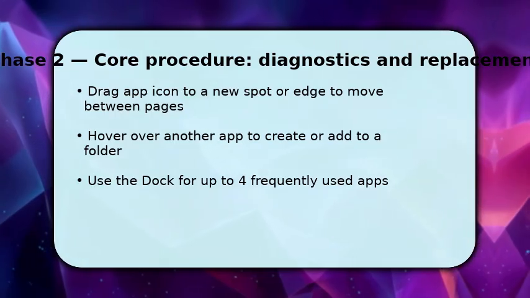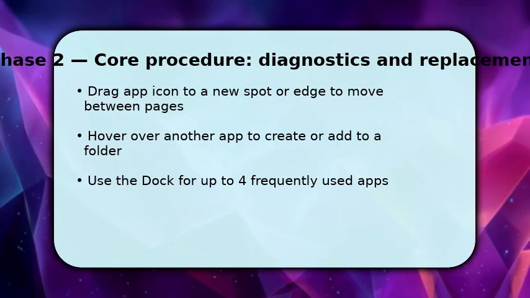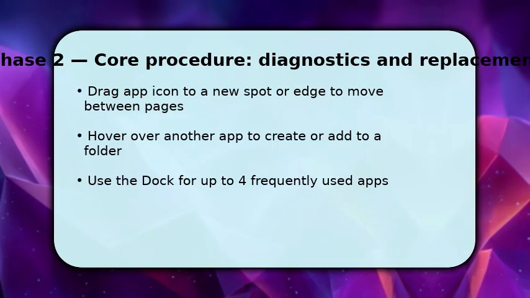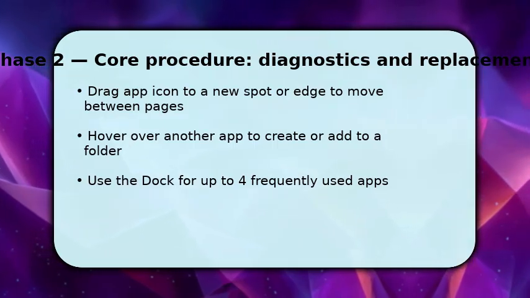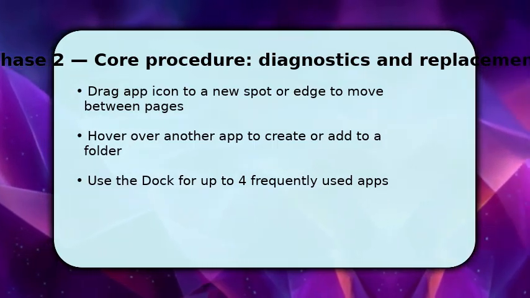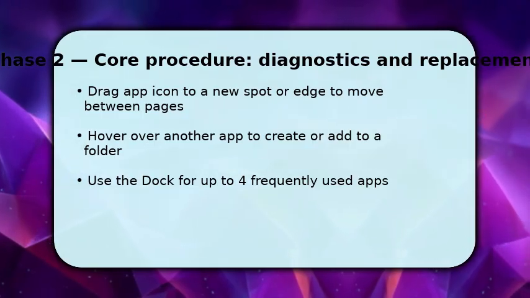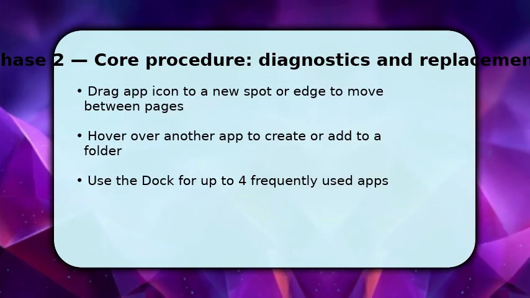To group apps, hover one app over another until a folder appears, then drop. Once in a folder, you can rename it or rearrange its contents. For quick access, drag apps to the dock at the bottom. Remember, the dock holds up to 4 icons on most iPhones, so prioritize the ones you use most.